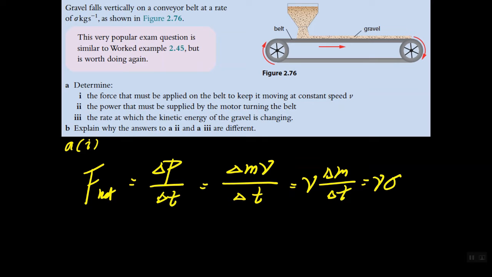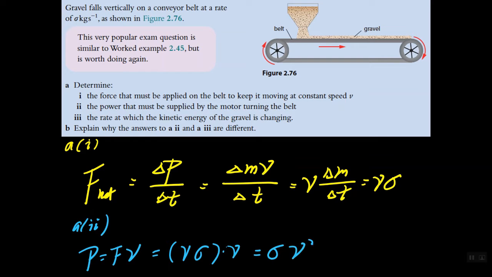A II, the power that must be supplied by the motor turning the belt. The power can be written as force times velocity. And the force is velocity times sigma from A I, and we can find that the power is sigma times velocity squared.